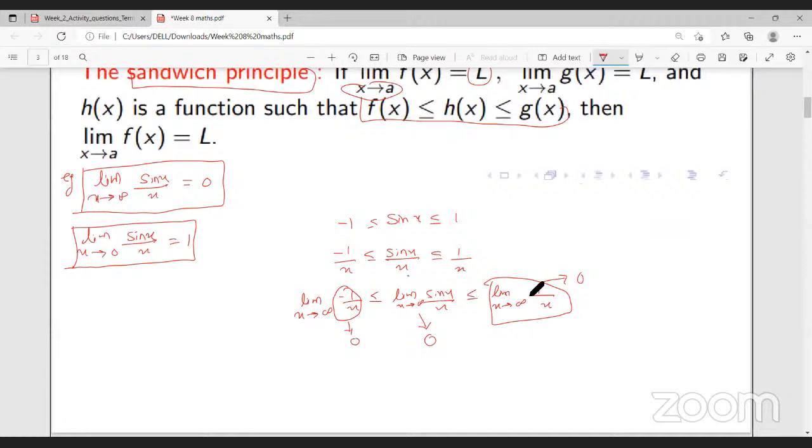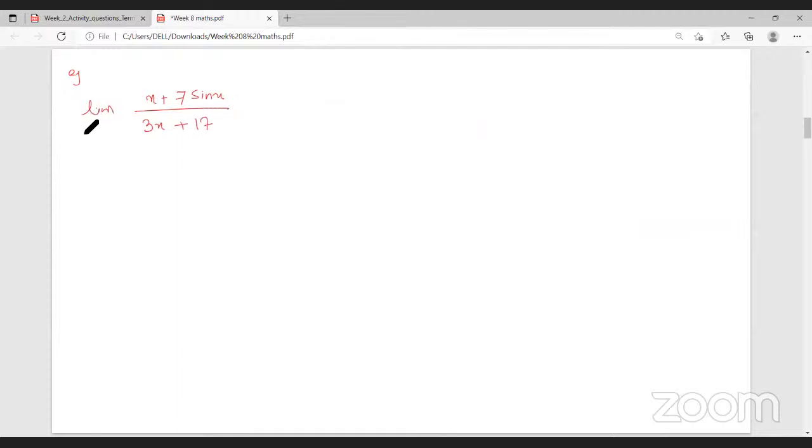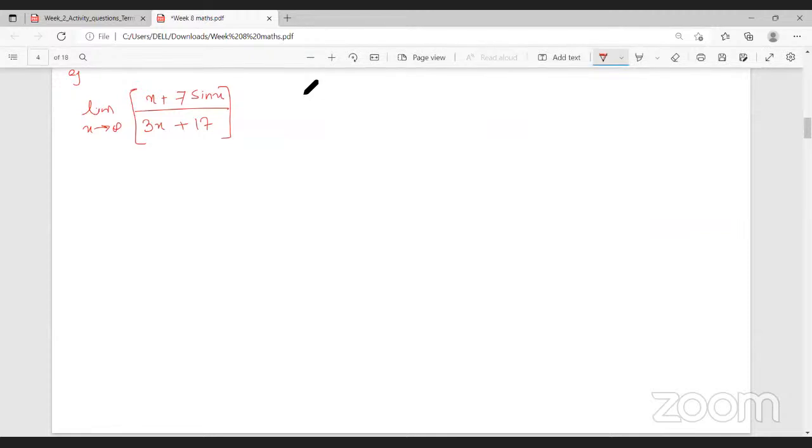Okay, so we'll see one application of this example. This screen is visible, right? Say suppose I have 7 sin x plus 3x plus 17, and the limit x tends to infinity. Now, how to solve this question? By sandwich principle.